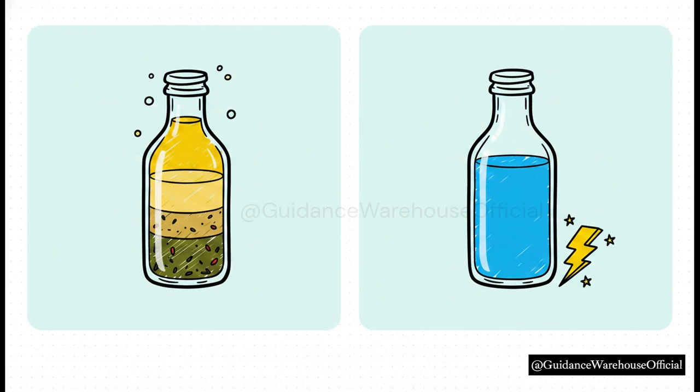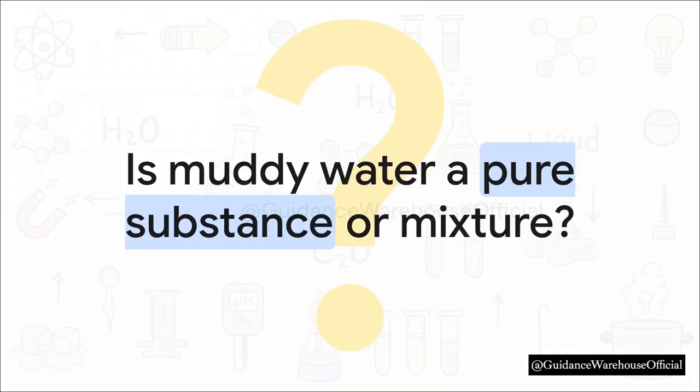Think of Italian salad dressing. One spoonful might be mostly oil, the next might have way more vinegar and herbs. A homogeneous mixture, however, is perfectly uniform throughout. A sports drink is a great example of this. Once it's all mixed up, every single sip tastes exactly the same, because there's a uniform distribution of water, sugar, and electrolytes.